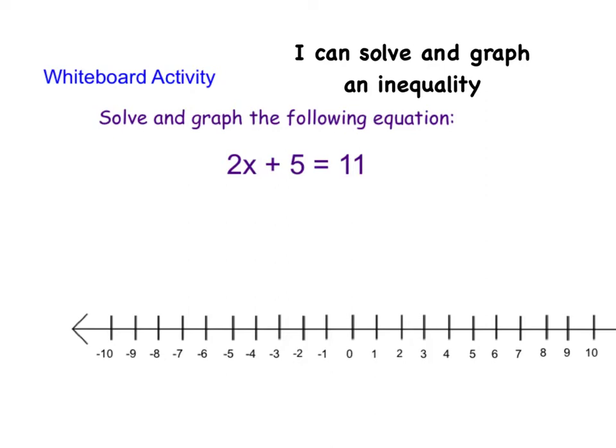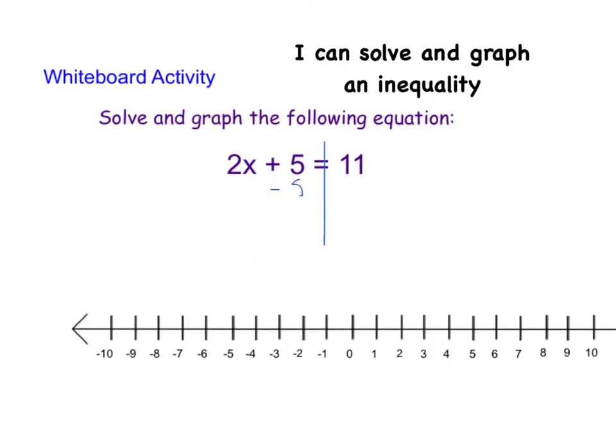The topic of this presentation is solving and graphing an inequality in one variable, where there's just an x or a y or a different variable, but not two variables. It is very similar to graphing an equation. You have to separate the sides and isolate the variable.